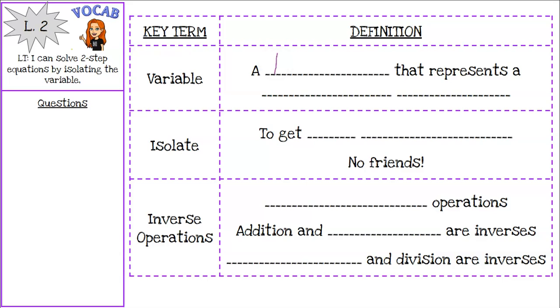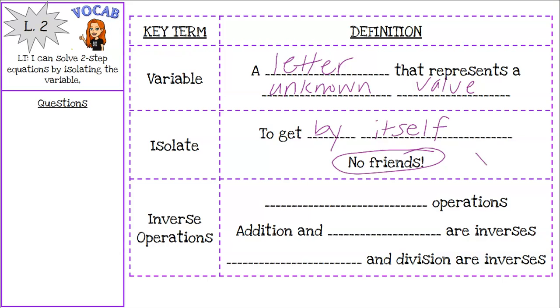Variable is a letter that represents an unknown value. Isolate: to get by itself. So that's our goal, to get the variable by itself. So the variable can have no friends. We want it to be just x equals and then a number.